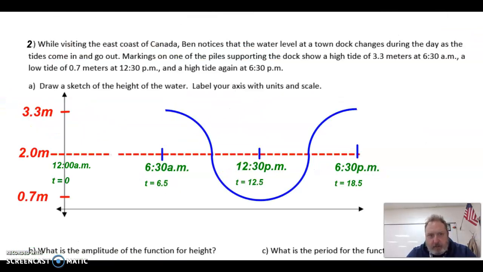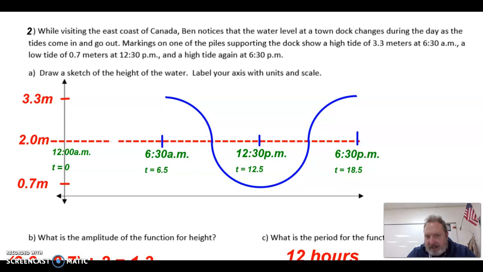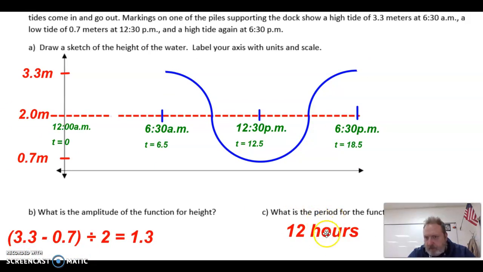Our second example, we've got Ben here. He is on the east coast of Canada, and he's observing the tide, so he can see that it's a high tide at 6:30 a.m., low tide at 12:30, and then high tide again at 6:30 p.m. So there's a 12-hour time lapse there from high tide, low tide, back to high tide. So we know that our period, you can see this here, period's 12 hours.